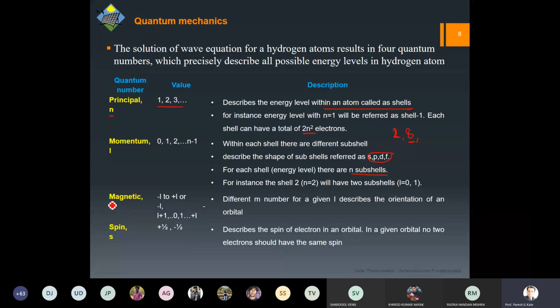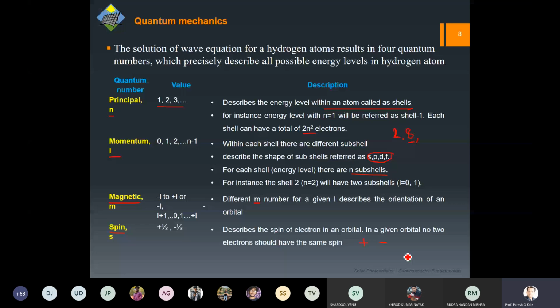Then next is the magnetic number. Now for every l there will be two or more, but in pairs, a different number of magnetic numbers given by n, and the last number will be spin. So an electron can have only two kinds of spin. Either it is positive or negative, or you can say clockwise or anti-clockwise.